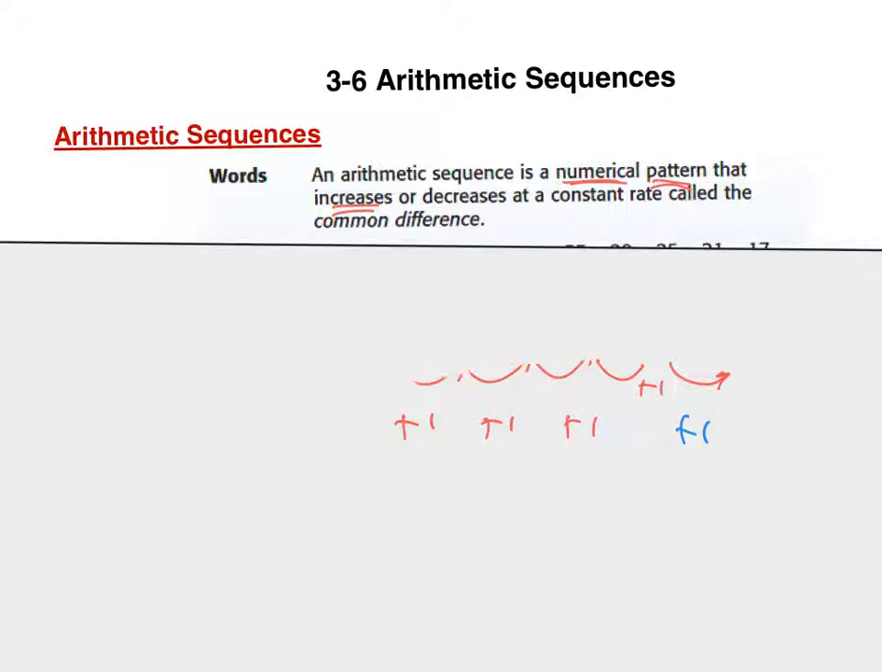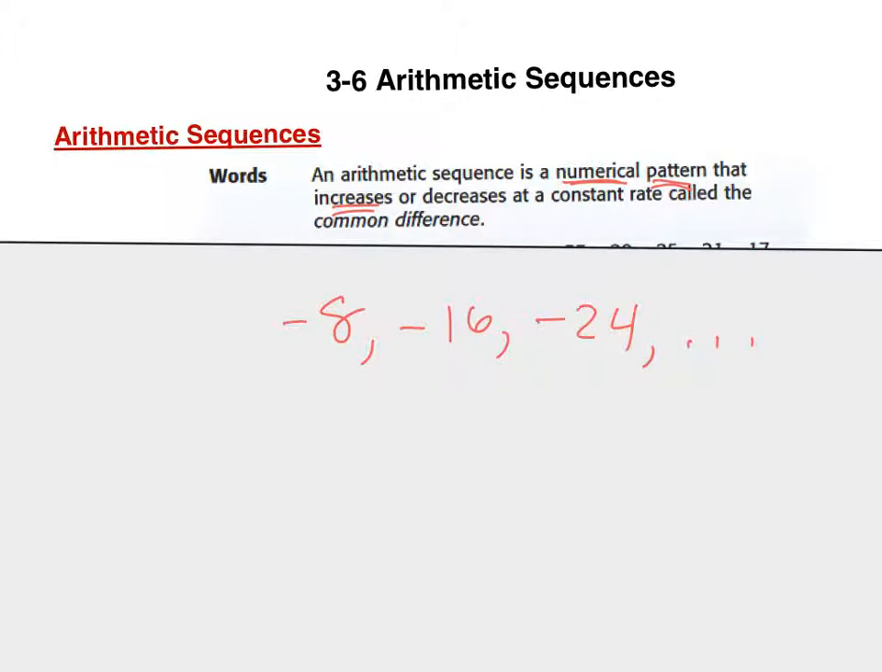Now, if I was to give you another arithmetic sequence, such as this, and I stated this is an arithmetic sequence, then you would know that there is what they call a common difference. A common difference does not always have to be added. It could also be subtracted. Can you tell me what the common difference of this pattern is?